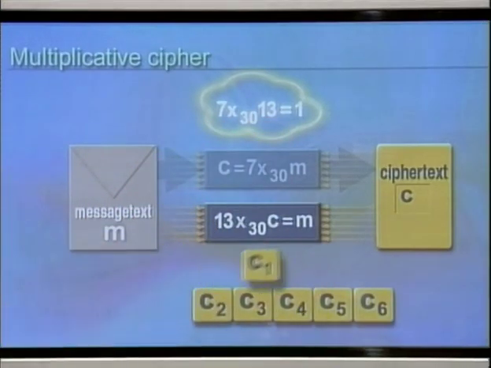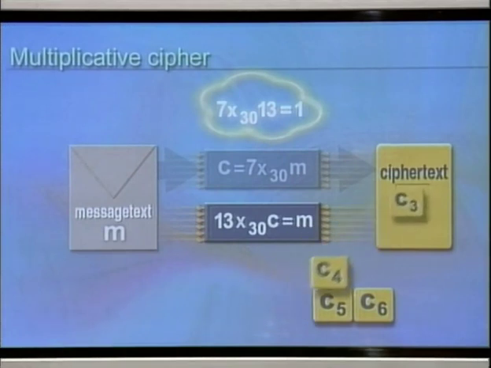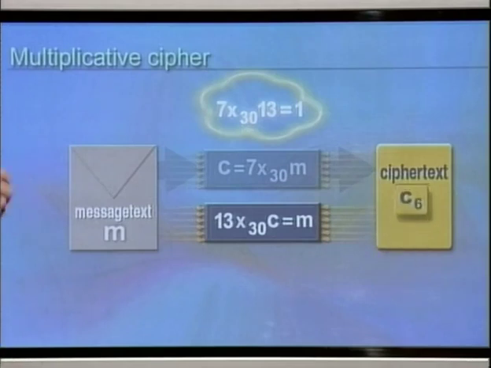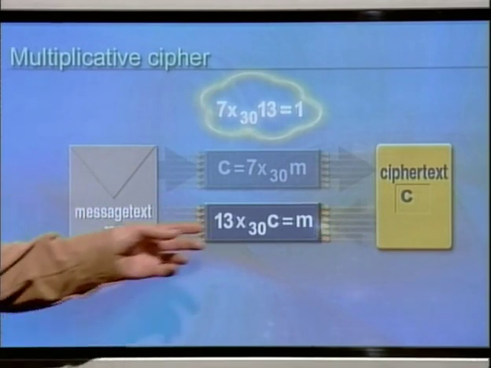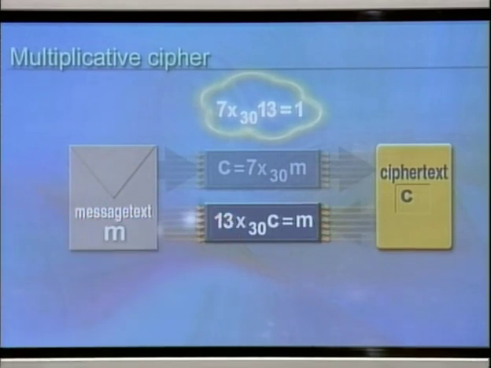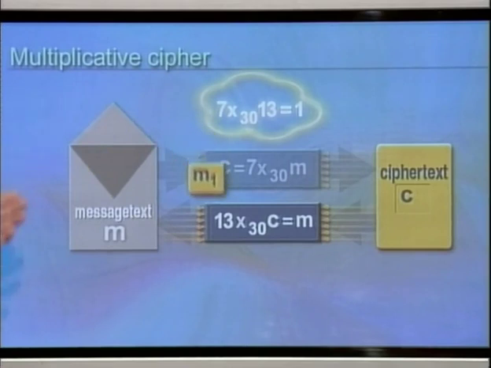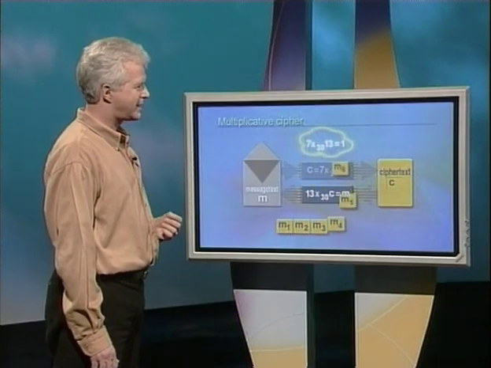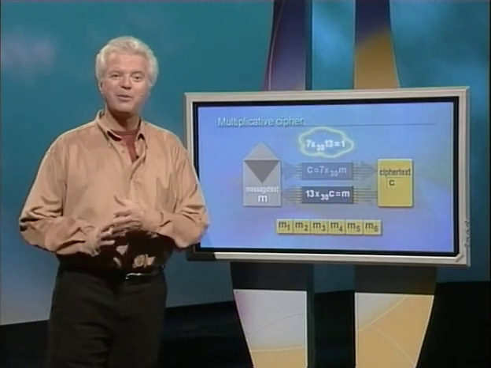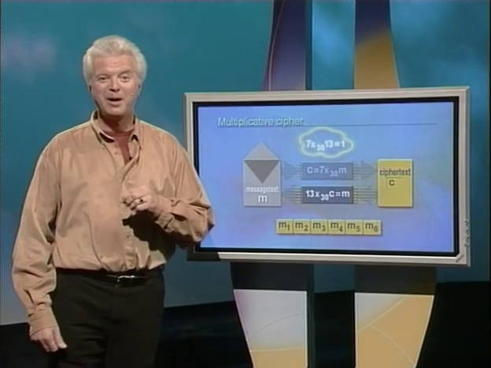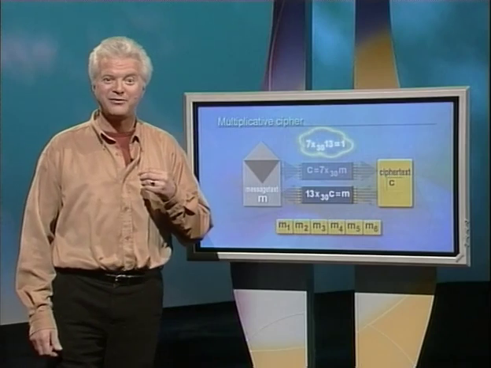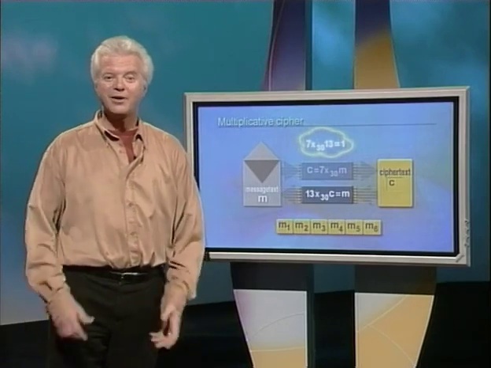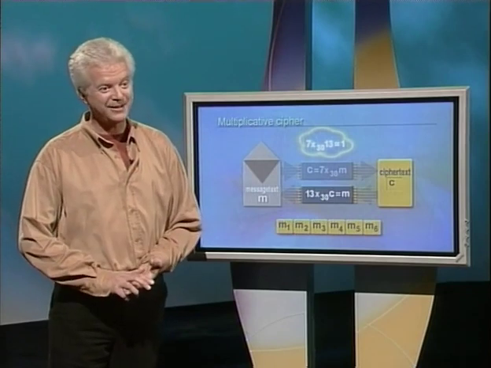Say these were the 6 elements of the ciphertext, C1, C2 up to C6. Then individually, we need to take each of these and multiply them by 13. And if we do that and reduce it by mod 30, we get the message text. In other words, we get M1 from the C1, M2 from the C2, and then M3, 4, 5, and 6. So, if you've enciphered by multiplying by 7, then you decipher by multiplying by the multiplicative inverse of 7, that's 13, where 7 times 13 gives you 1 mod 30.